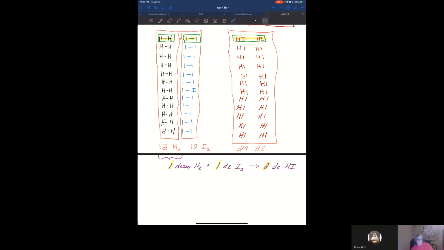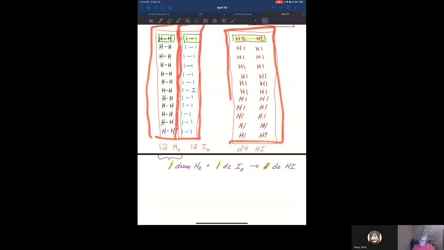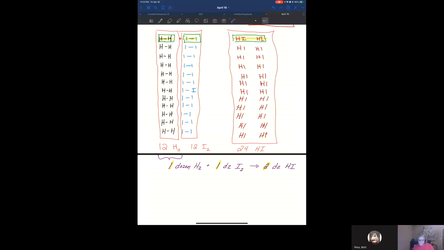2 dozen. It still holds. Okay, that ratio still works. Whether we're talking about individual molecules and atoms, an individual to make my product, or if I'm talking about 12 of them, plus 12 of them, gives me my 24. It's still 1 H2, 1 I2, 2 HI.